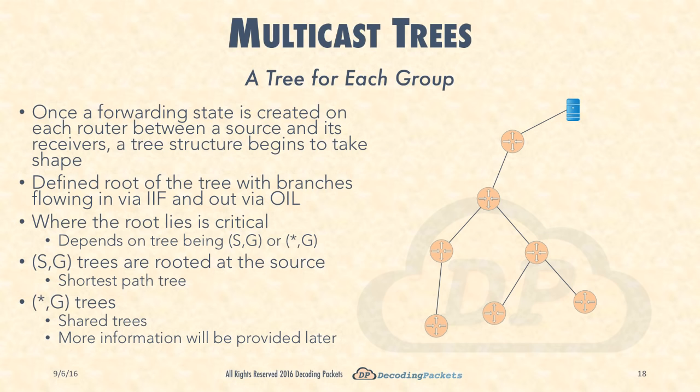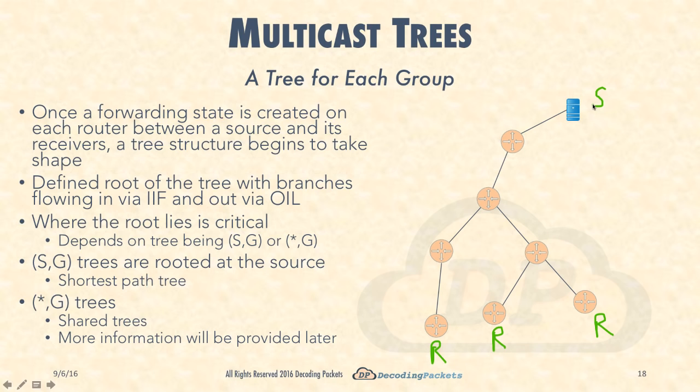So here is a look at the actual multicast tree. Multicast forwarding states, when you're looking at them across different routers, really are called multicast trees. Because once a forwarding state is created on every router between a source and a receiver, so in this particular case, we should have had receivers down here. So suppose there are receivers here, maybe here, and maybe here, and this is the source up here.